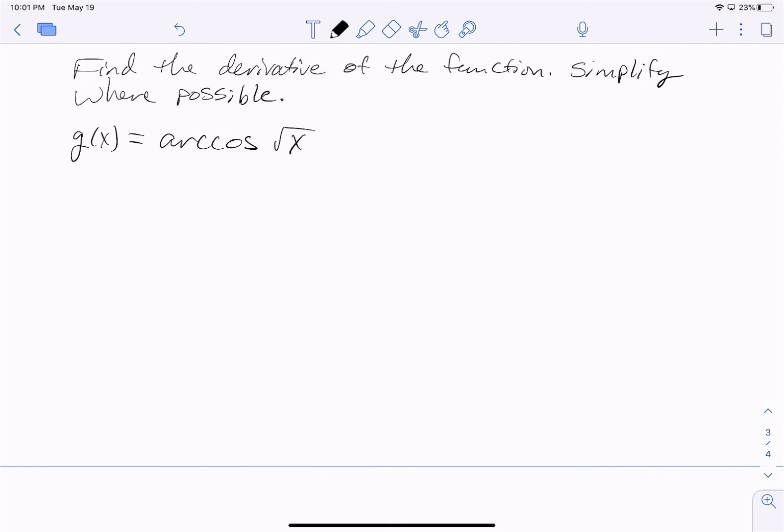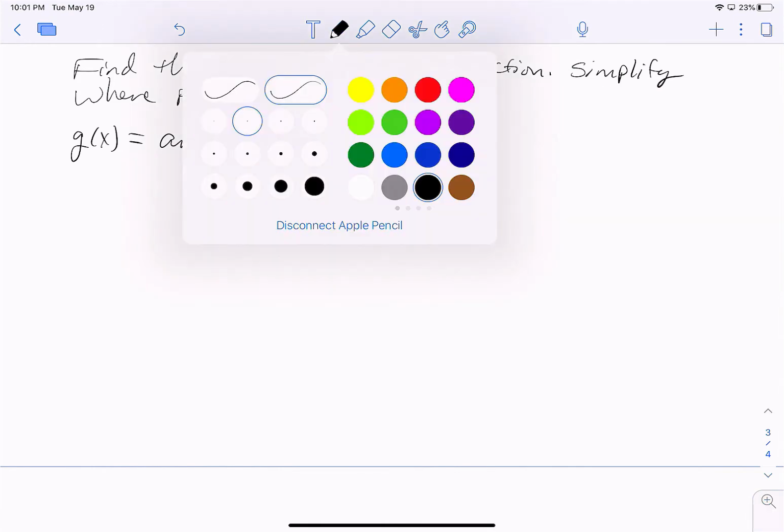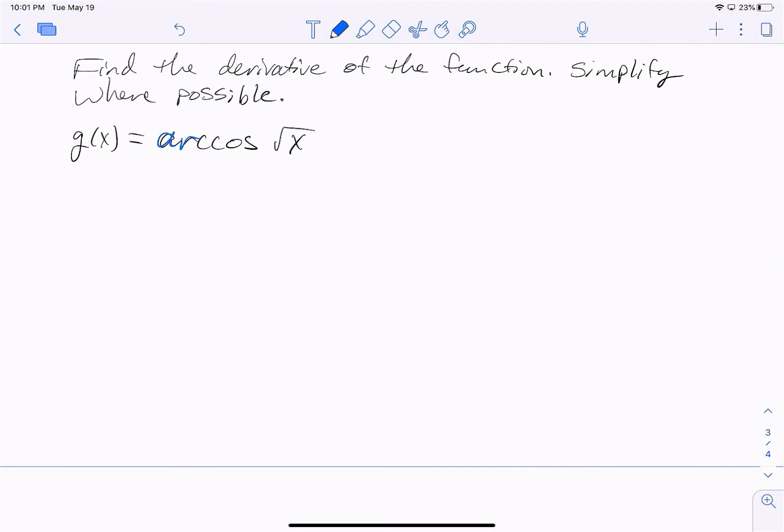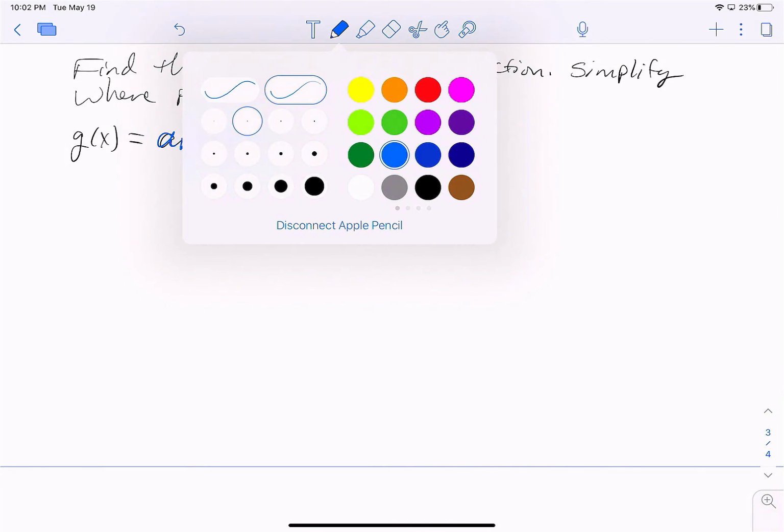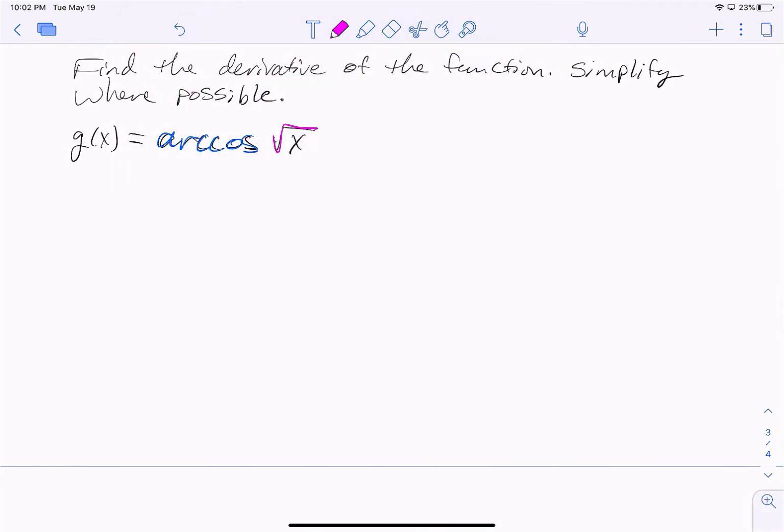Let's see these derivatives in action. Here we see g of x is equal to the arc cosine of the square root of x, and we're to take the derivative and simplify if we can. I notice that what we have is a composition where the outside function is the arc cosine, and the inside function is the square root of x.